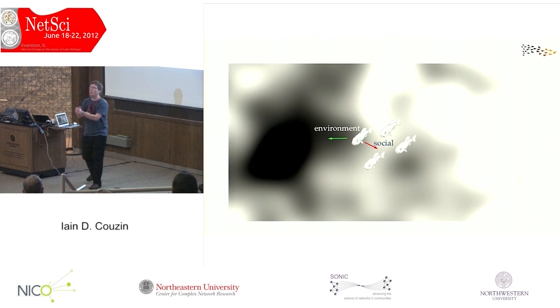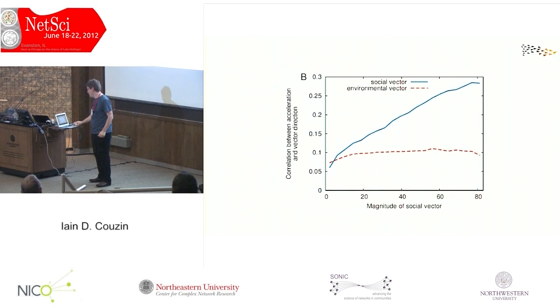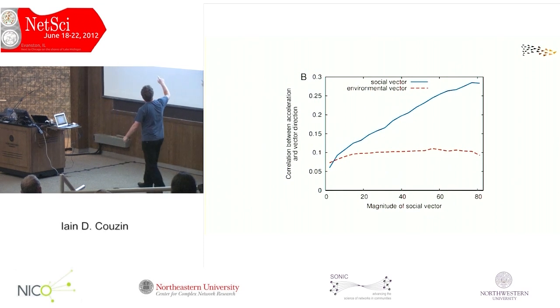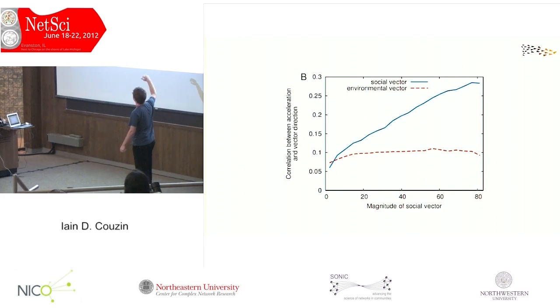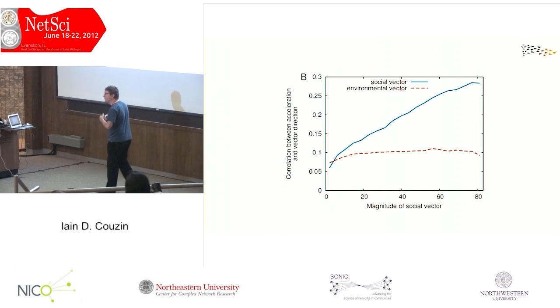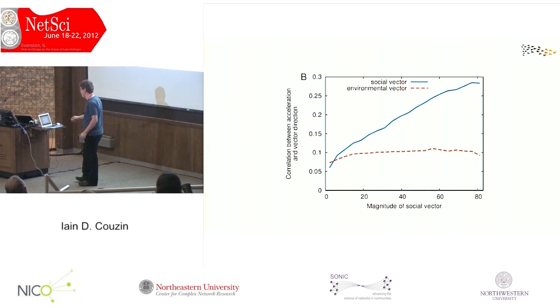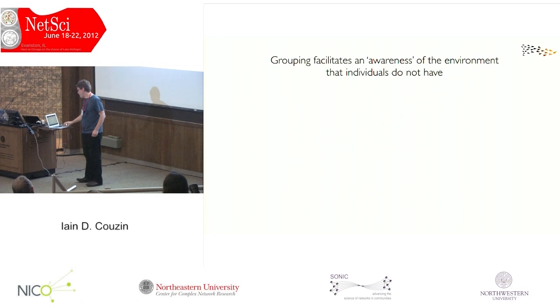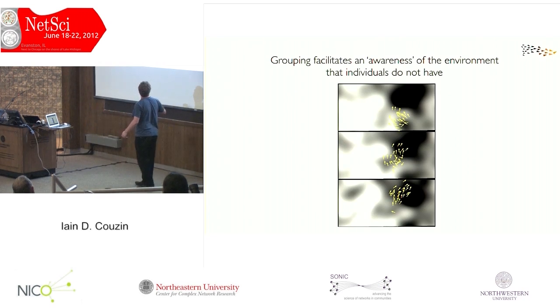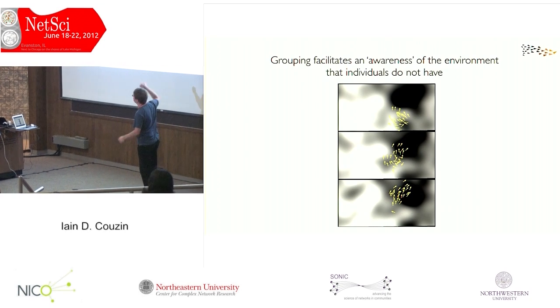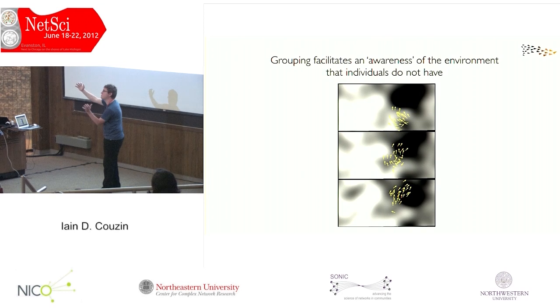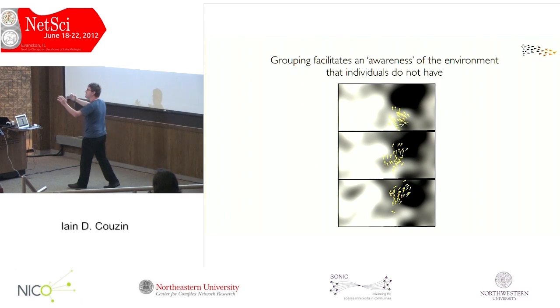and then we looked to see what their actual acceleration was. How well did it correlate with those two hypotheses for how the organism may move in this environment? Well, you can see here that the social vector completely dominates the environmental vector. They're solving it through social interactions. And grouping facilitates an awareness of the environment that individuals don't have. Individuals in the dark region will tend to slow down, and this causes spring-like interactions that create a sort of slingshot mechanism that swings the whole group around.